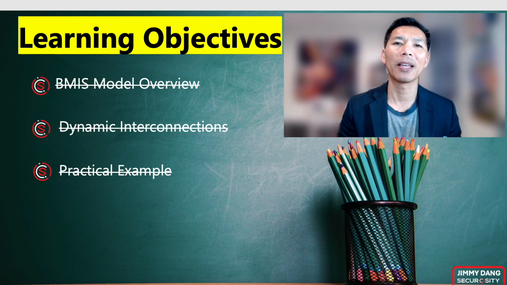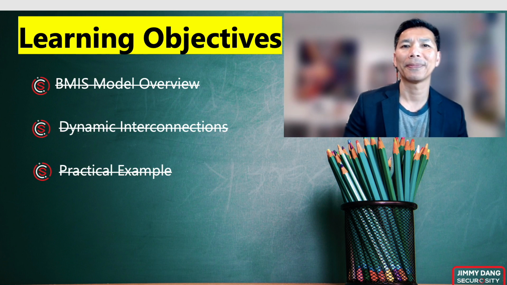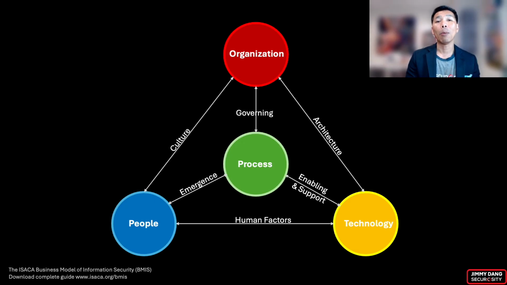Now, there you have it, the BMIS model. By applying the BMIS model, we can take a proactive and holistic approach to identifying and mitigating the security risk associated with the new AI payment system. The BMIS model provides a framework for us to consider all of the relevant factors, including organizational, process, technological, and human factors, and to develop a comprehensive security program that aligns with our business objectives.